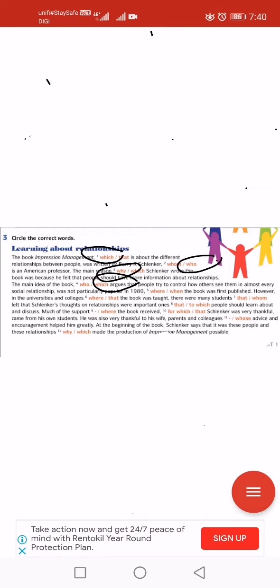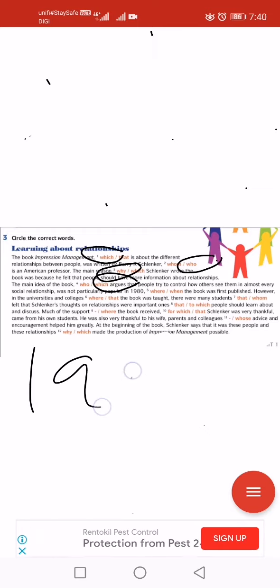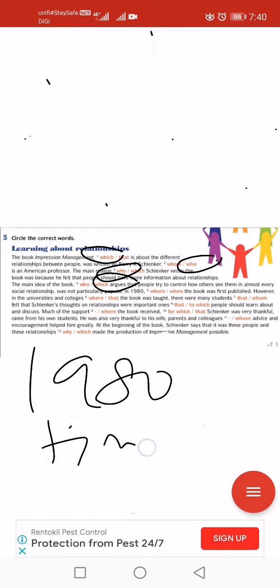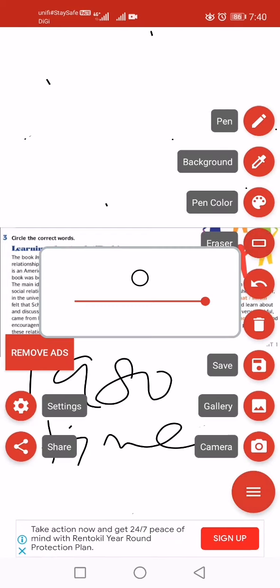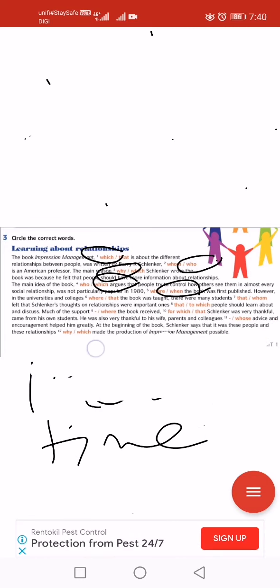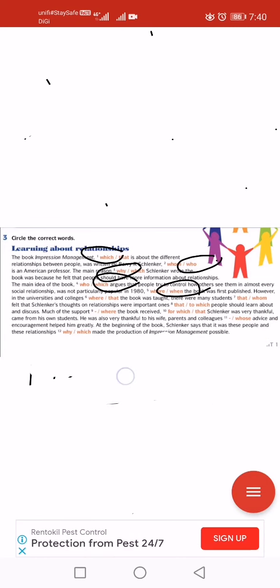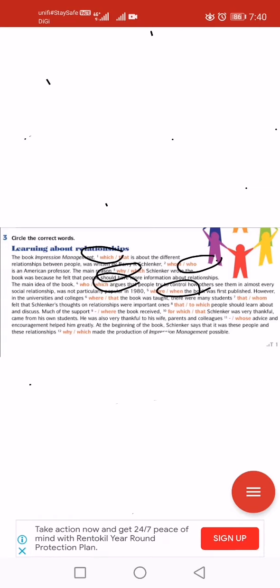Was not particularly popular in 1980. Okay, we're talking about 1980. 1980 means it's time. Very easy. Time, because that's why it's when the book was first published. This one no need to argue, because it's very direct, right? No need to even think of the grammar rule. When the book was first published.